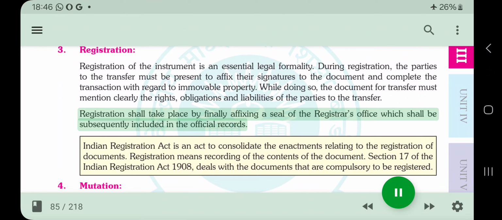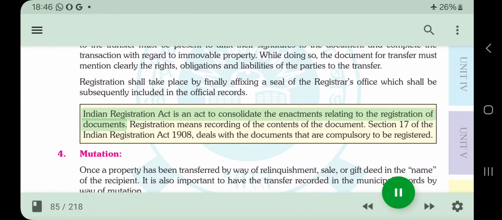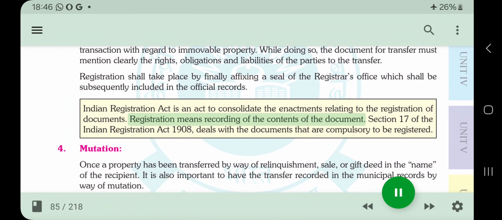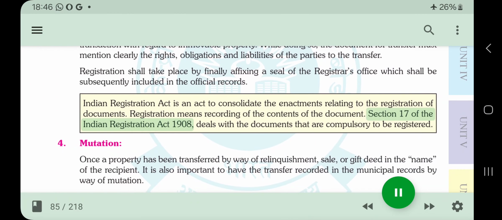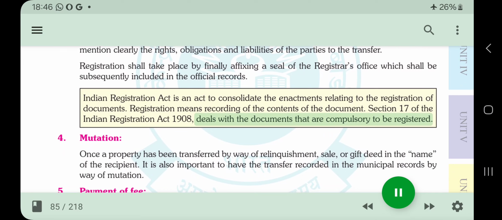the official records. Indian Registration Act is an act to consolidate the enactments relating to the registration of documents. Registration means recording of the contents of the document. Section 17 of the Indian Registration Act 1908 deals with the documents that are compulsory to be registered.